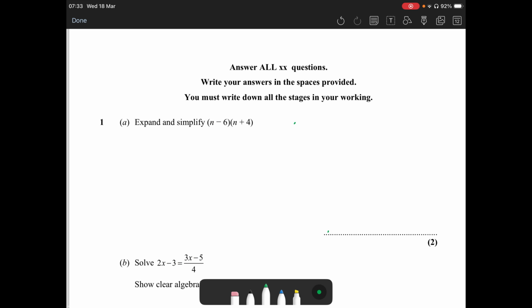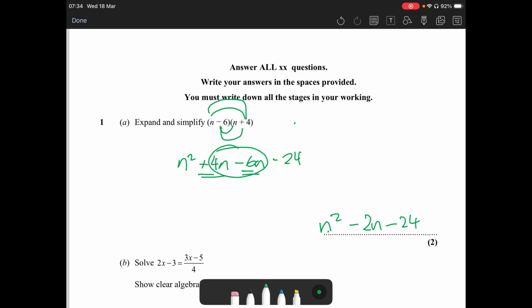Right, number one. Expand and simplify this, so that times n squared, that times positive 4n, that times negative 6n, and that times minus 24. Don't forget to collect the middle two terms. We've got a plus 4 and a negative 6. That's going to be n squared minus 2n minus 24 for the first question.